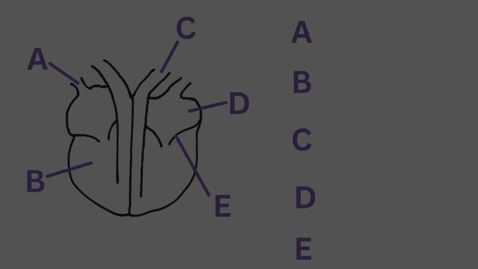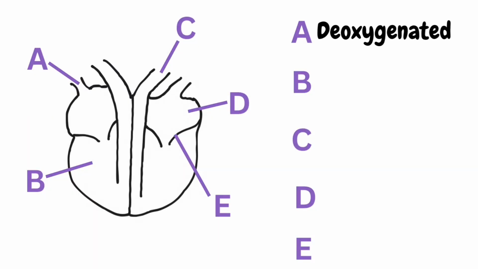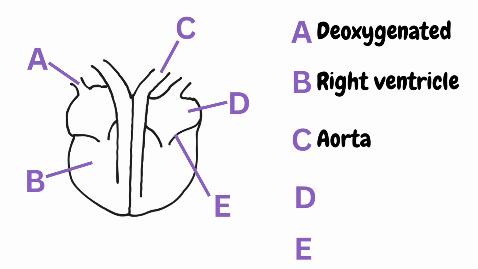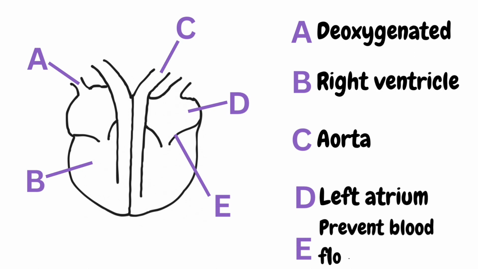So number 1, part A carries deoxygenated blood because it's the right hand side of the heart. Question 2, B is the right ventricle. Part C is the artery that leaves the left-hand side of the heart, so that's the aorta. And D is the left atrium because it's at the top and it's on the left-hand side. And part E is a valve, and the valve ensures that blood flows in one direction only and doesn't flow back from the ventricle into the atrium.